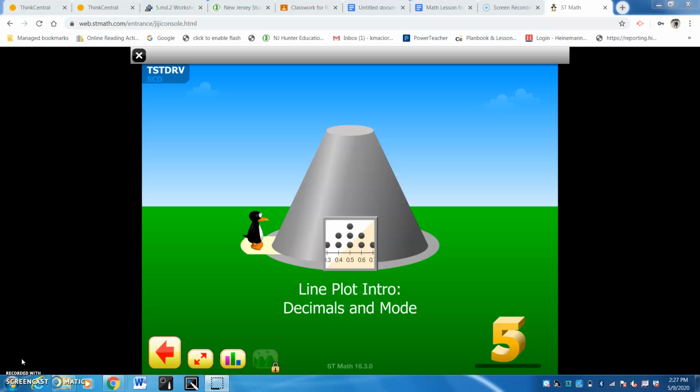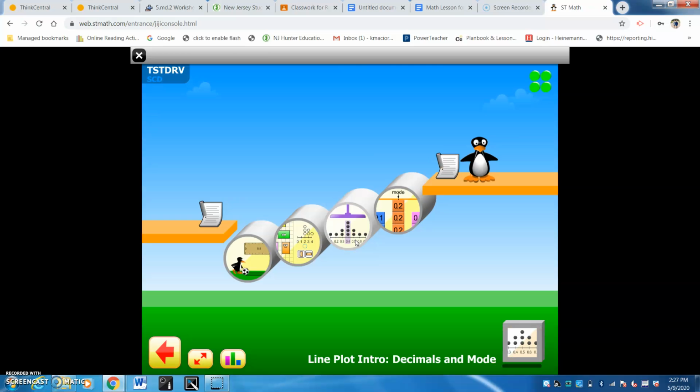You'll see that. And it is a 0. That's why I typed in the word 0 next to the number, just so you wouldn't mistake it for the letter O. So once you get onto your ST Math, you're going to see Gigi the penguin with the nice little cone here for line plot intro. And I want you to enter the cone, and you're going to take a pretest. Don't worry about it. The score that you get on the pretest is really just for ST Math to see how well you were at the beginning and how well you're going to do at the end.